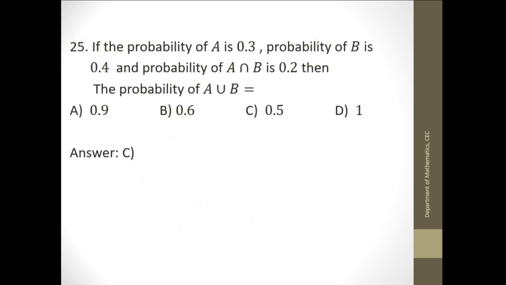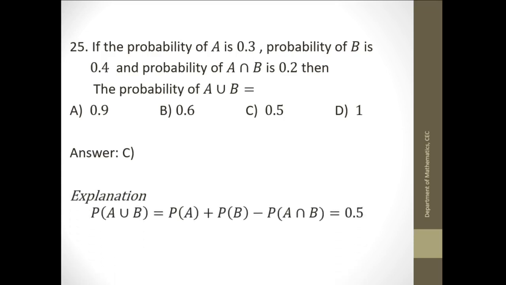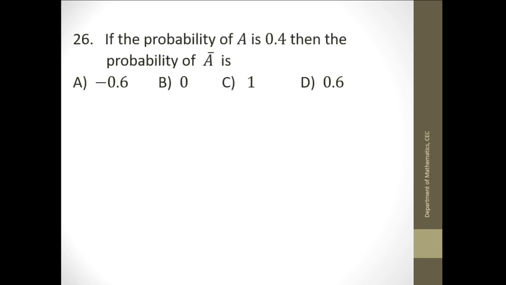Next question is, if the probability of A is 0.3, probability of B is 0.4, then what is the probability of A union B? Probability of A intersection B is also given, that is 0.2. To find probability of A union B, that is one addition rule: probability of A plus probability of B minus probability of A intersection B. 0.3 plus 0.4 minus 0.2. Therefore, it is 0.5. Next question.